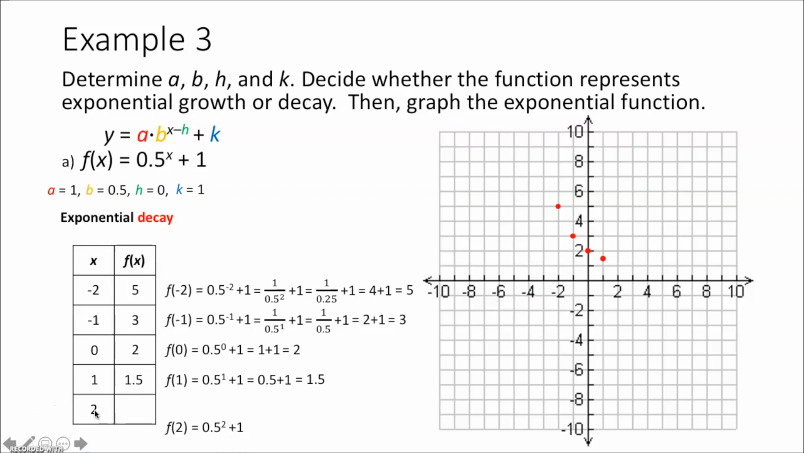Next, 2. Plug that in. What's 0.5 squared? That's 0.25. And then 0.25 plus 1 is 1.25. So I go over to 2 on my x-axis, up 1.25 on my y-axis, so somewhere right above a y value of 1, and I put a point. Now I can draw my curve going through those, my exponential decay curve, and you can see, there it is. Also note here that the k value is 1, and that shifts your parent function up 1 unit, which is why this exponential decay graph would normally go down to the x-axis, but it actually shifts up 1.